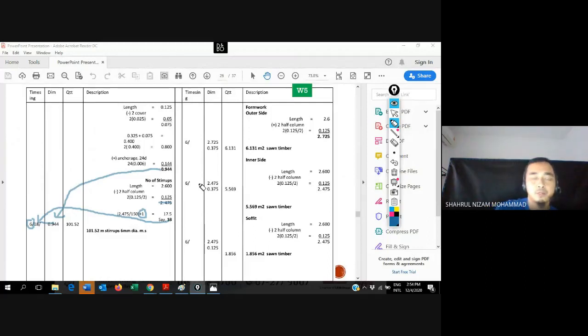So after you get the timesing and dimension, you just multiply 6 multiply with 18 multiply with 0.944, so you will get 101.95. Okay, so a bit mistake here, so you should get 101.95 stirrup, 6 mm diameter. MS is mild steel, the symbol you can use R.